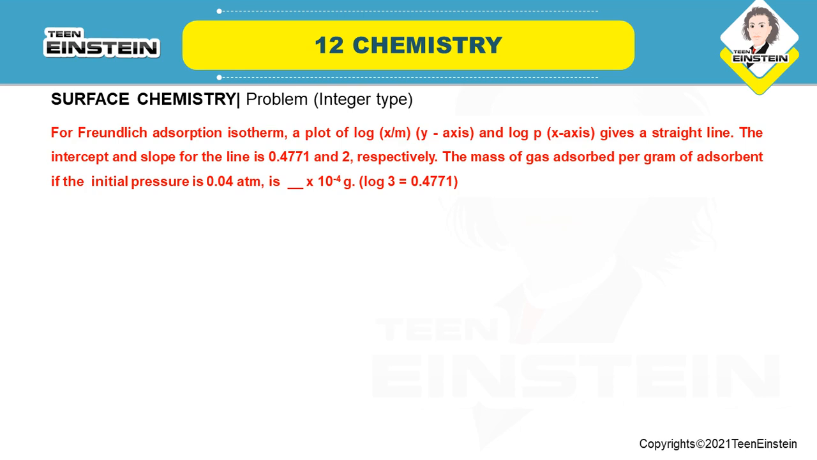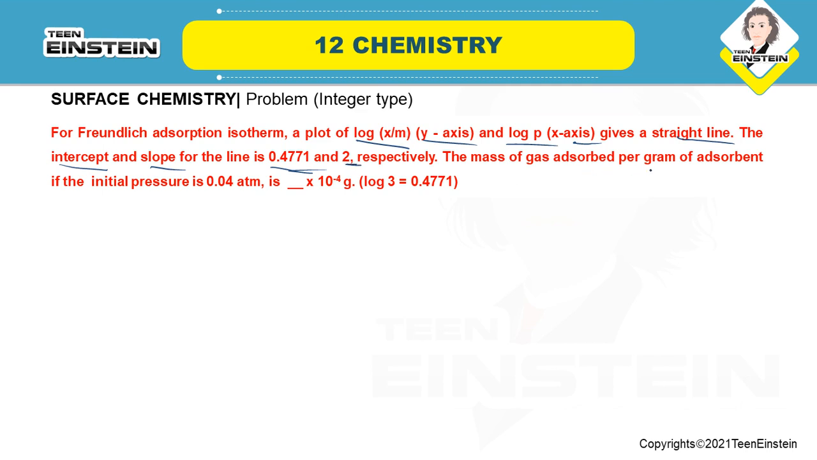Here we have a problem. Freundlich's adsorption isotherm. We have already discussed it, but now we are discussing a problem related to Freundlich's adsorption isotherm. Plot of log x by m, which is on the y-axis, and log p, that is pressure, on the x-axis, gives a straight line. It is the kind of straight line where intercept and slope are both present, and both values are mentioned.